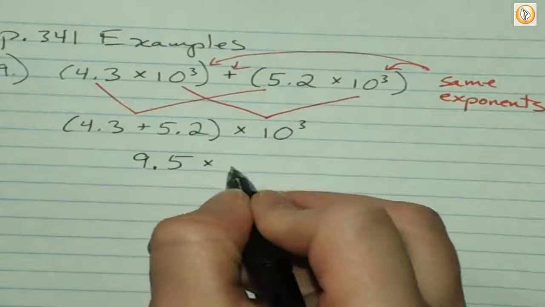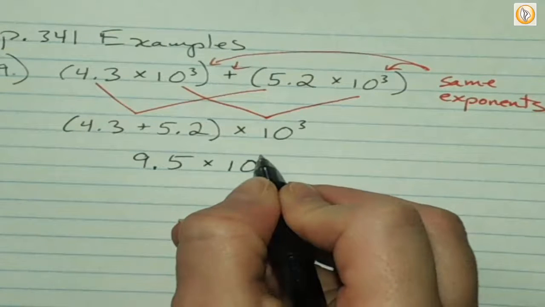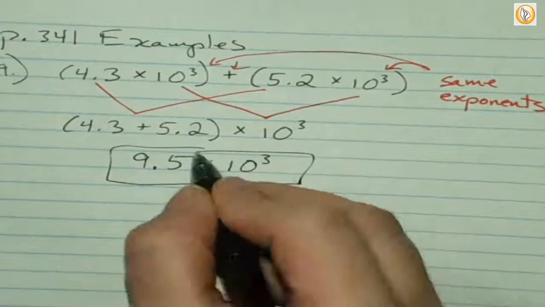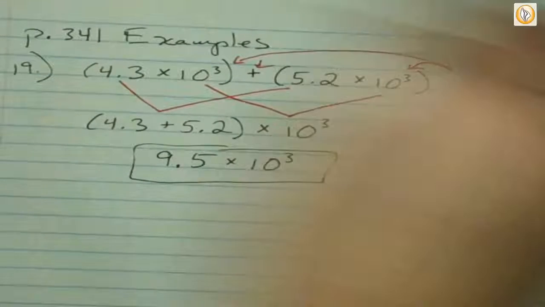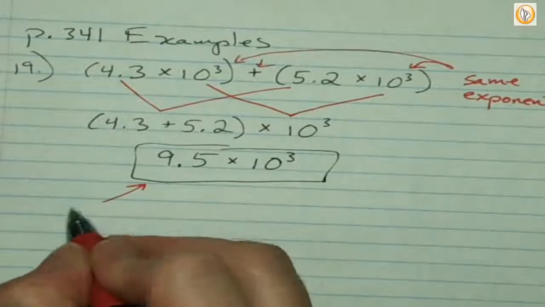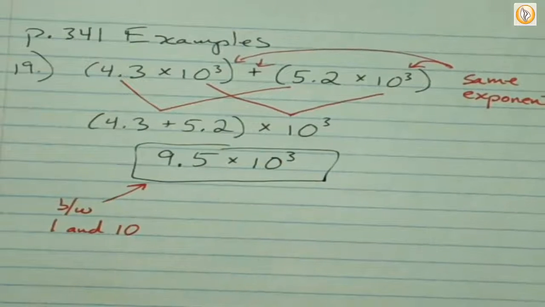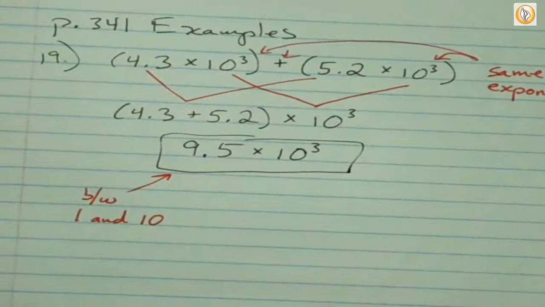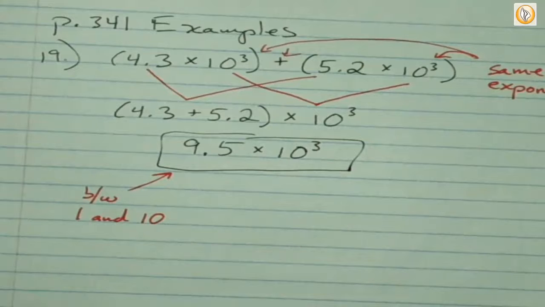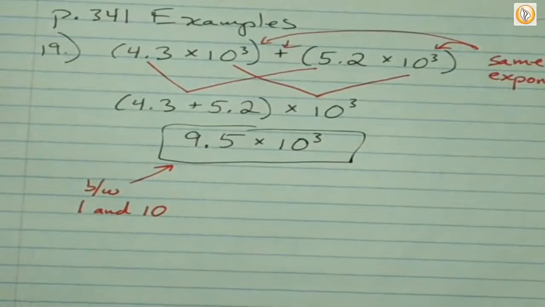9.5. Michael, is that number between 1 and 10? Yes. And you're done. Make sure it is between 1 and 10 before you box it. Otherwise, you'll have to make adjustments. Any questions? See, this isn't so bad, is it? Once you start getting through the scientific notations, then things start clicking.